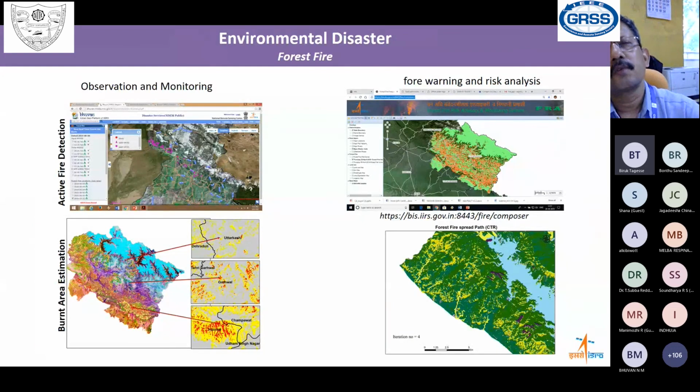Then we have the other environmental disasters like forest fire. Here also Earth observation plays a very, very important role in all the aspects. The thermal data can very easily detect the active fire. And this is an operational activity which is done almost 6 times daily. And using multispectral satellite data, especially the shortwave infrared, we can detect the burnt area because of the changes in the moisture content in the soil.